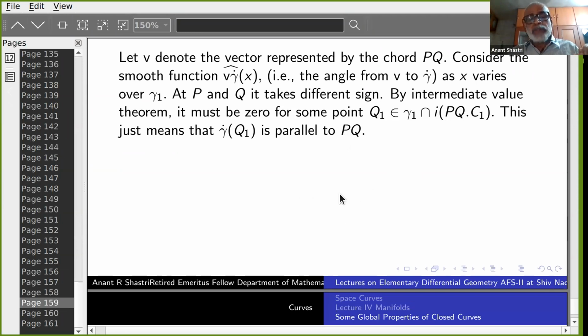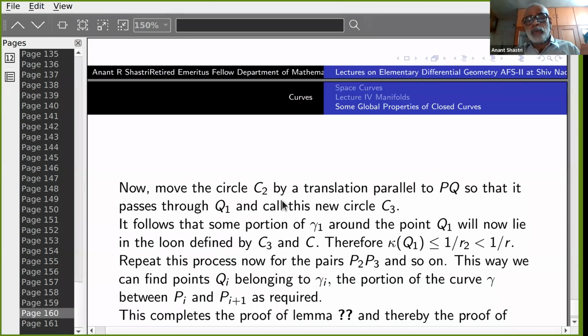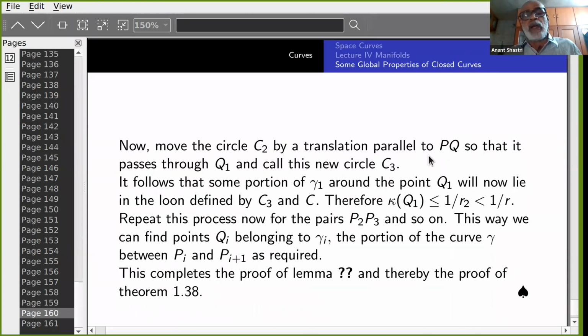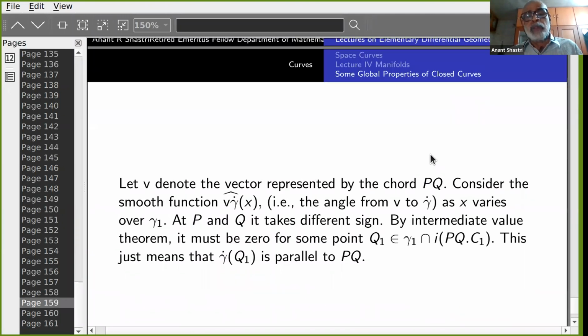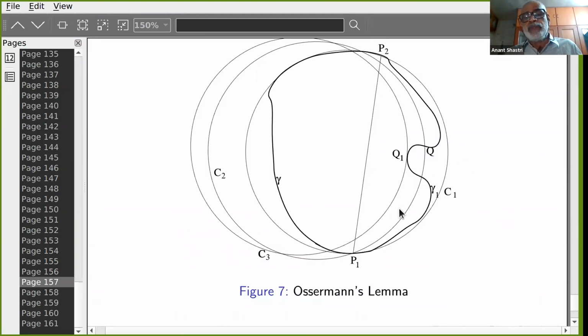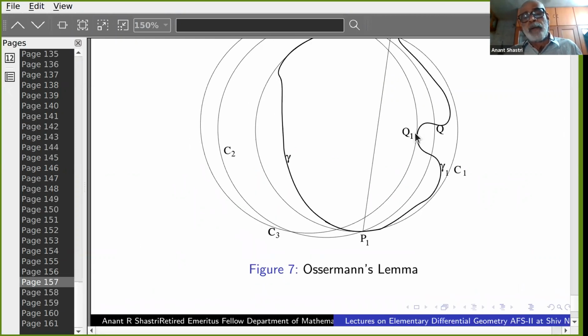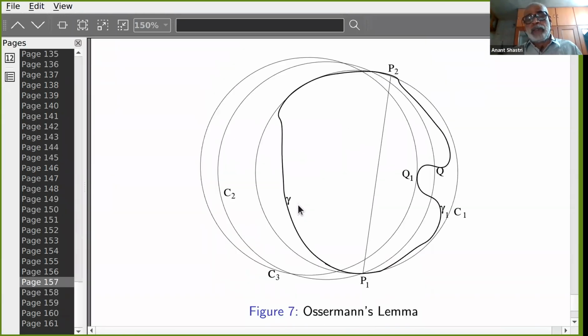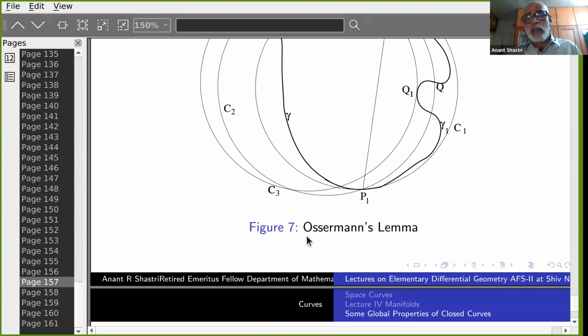Now move the circle C2 by a translation parallel to PQ so that it passes through the point Q1, and call this the new circle C3. I have done it, I think, in the diagram. This has become C2. C3 is this one. This is the position of the circle wherein it has become tangential here.